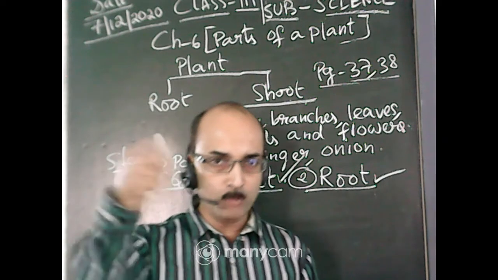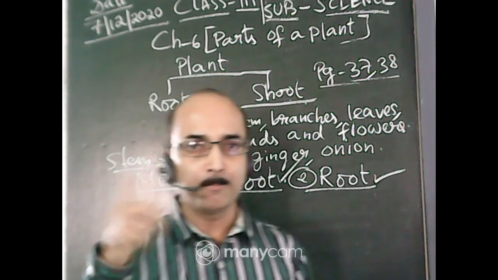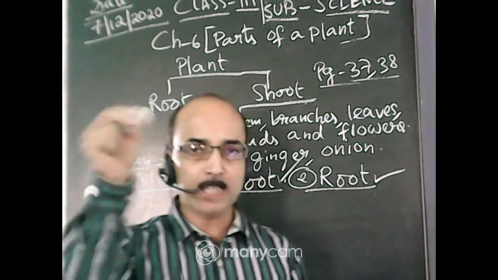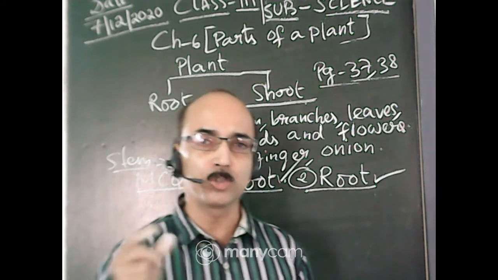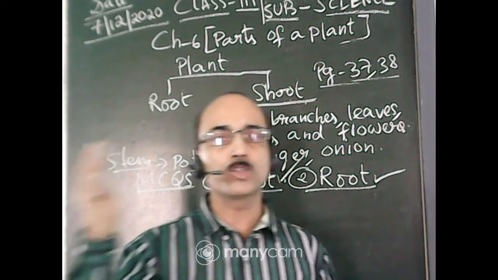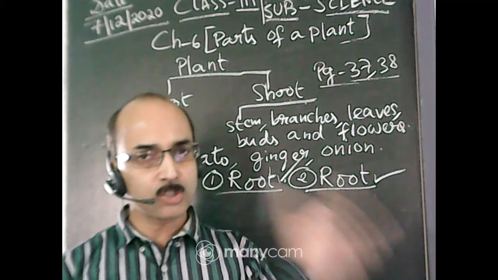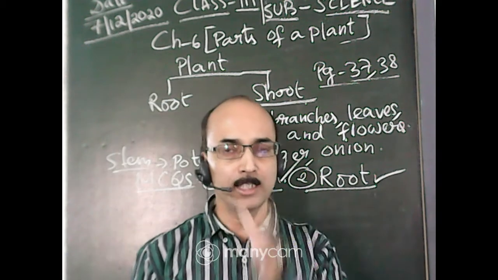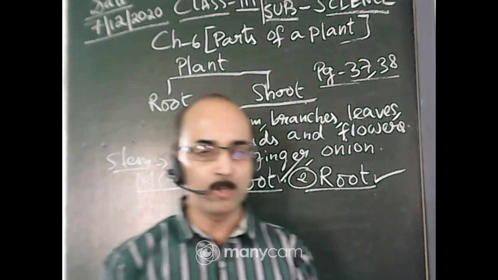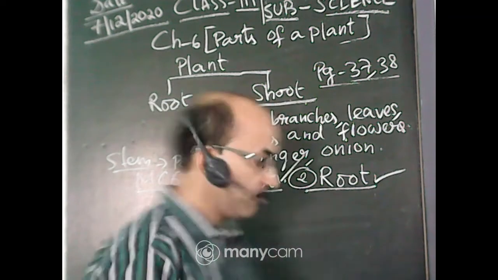Okay, so we have completed the stem. Now another important part of the shoot. So these are the main parts of the shoot, you remember. So the plant has 2 parts, one is root, one is shoot. Root and shoot. The parts of the shoot are the stem and leaves. Okay, we will learn now leaf.